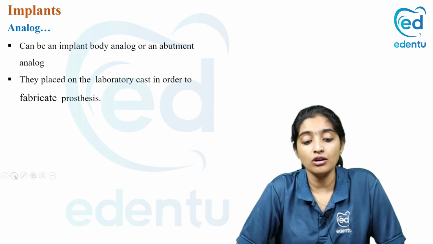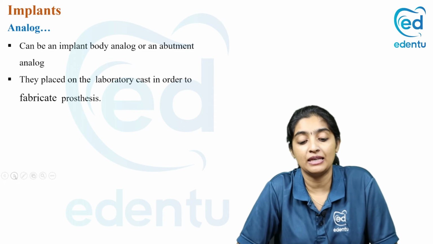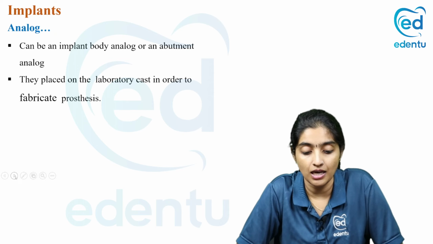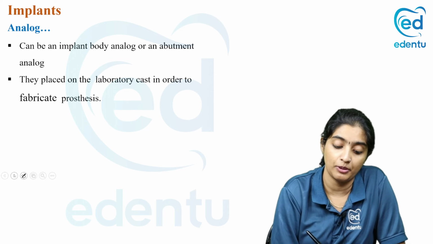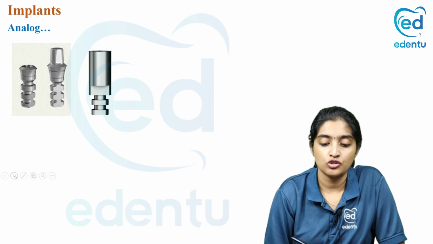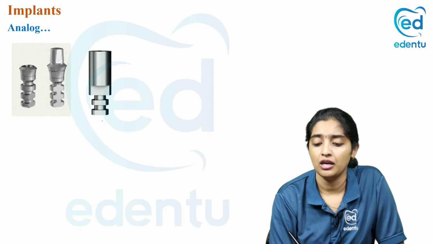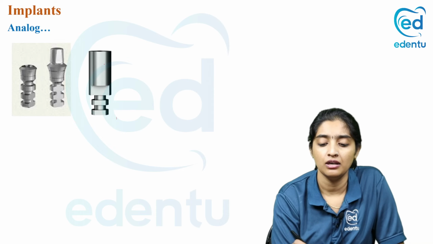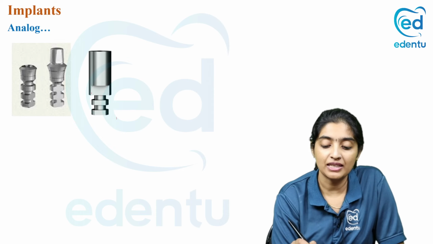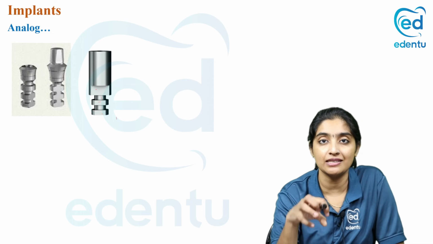So an analog is a replica of your implant body in the cast for laboratory purposes. This is how an analog will look like for different companies, different shapes. Most commonly, this is how it will look like. It doesn't have screws, but it rather has some indentation so that it sticks to the cast.